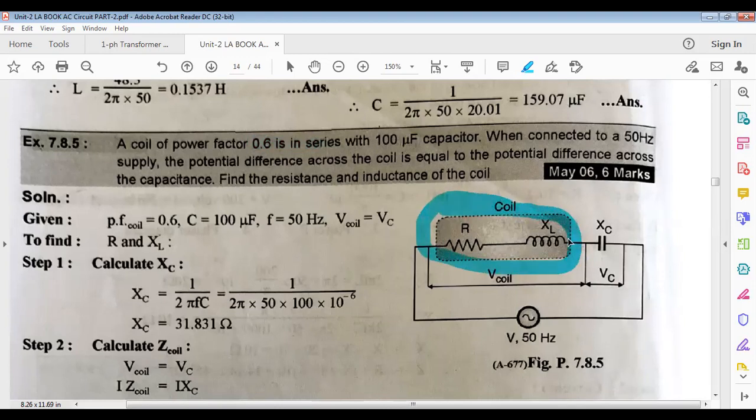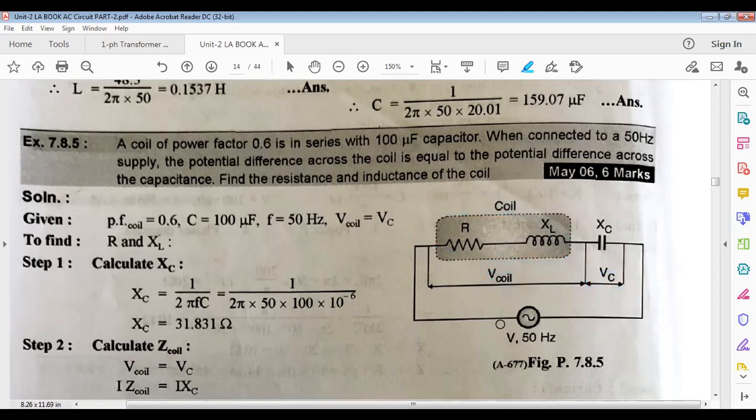Okay, so R and L in series with a capacitor of 100 microfarad. When connected to a 50 Hz supply, potential difference across coil is equal to potential difference across capacitance. So this one thing we have to use: voltage drop across coil and voltage drop across capacitor are equal. Find the resistance and inductance of the coil.